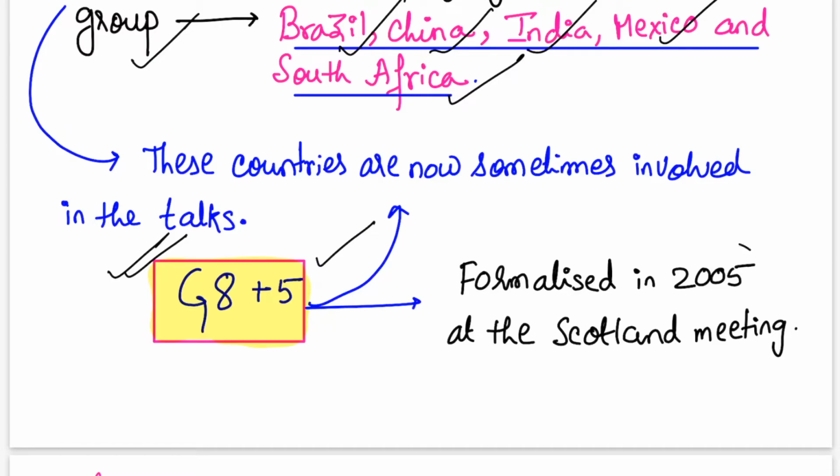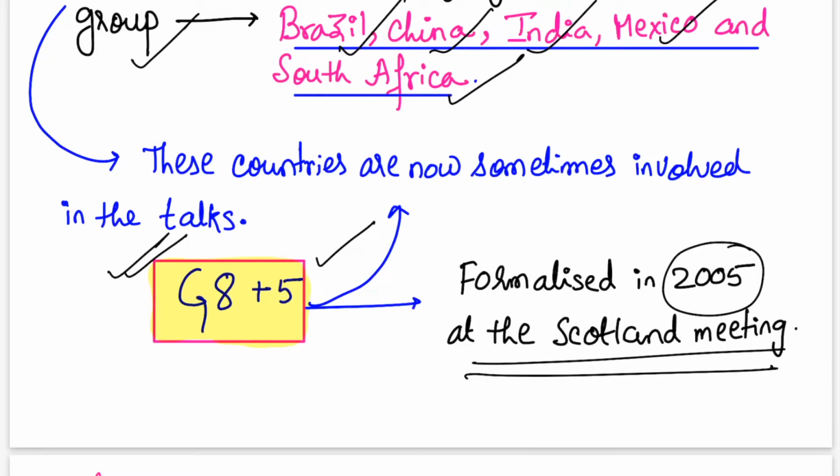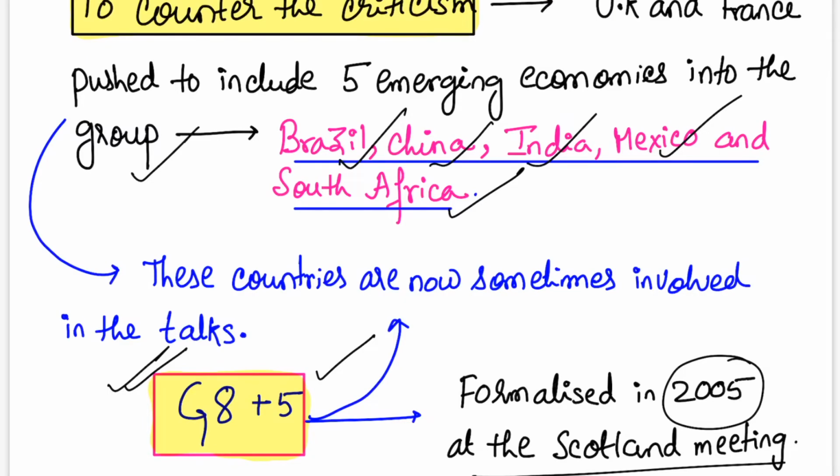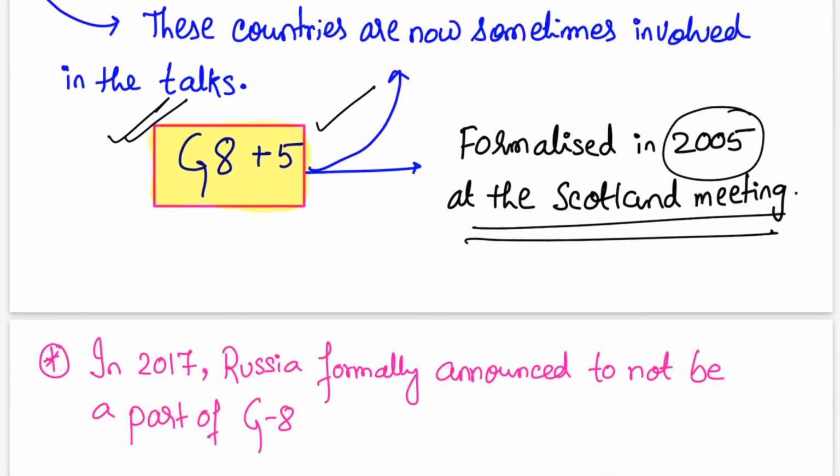This G8 plus 5 was formalized in 2005 at the Scotland meeting. This was majorly the initiative of the UK Prime Minister. Because India had very good relations with the UK, the USA and Canada all the time, this was possible, and this talk came to be known as G8 plus 5.